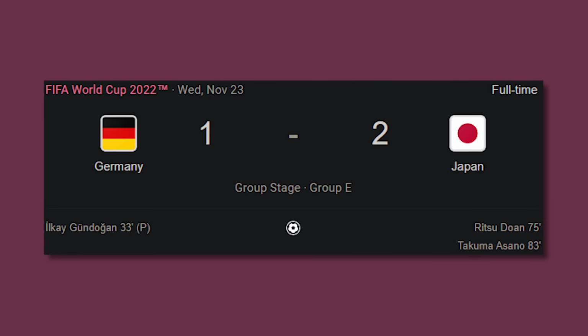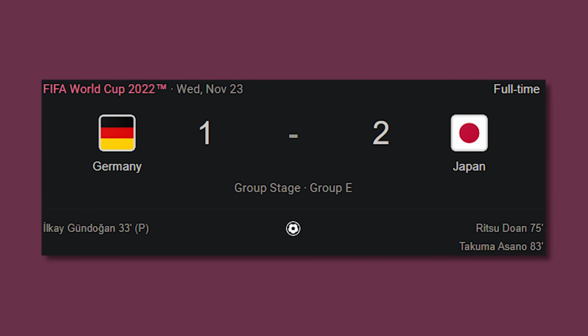Final score Japan 2, Germany 1. This is Asia's World Cup, damn it. Bravo! Bravo! Spain vs Costa Rica in Group E followed, and this match was not even close.